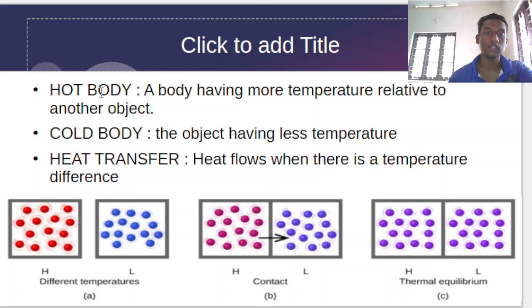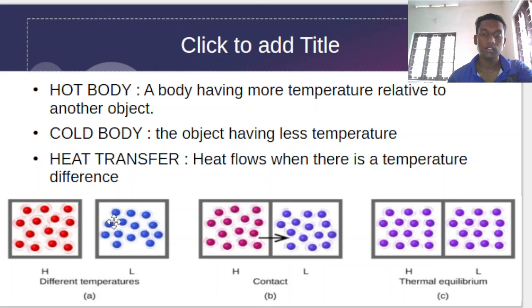Now we have to understand the two terms, that is a hot body and cold body. For that we have to take two objects and we are measuring in relative terms. A body that has more temperature relative to another object is called a hot body and the object having less temperature is called a cold body. So here you can see the image. One body is having a temperature H and the other is having a temperature L. So H is at a greater temperature, that is why it's seen in red, and the L temperature is less, so the body is seen in blue.